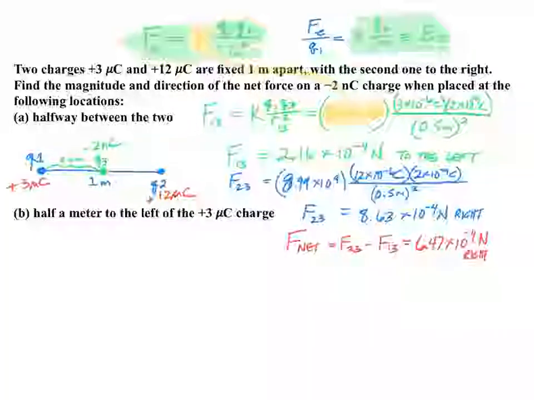Compute the force interaction between these two, compute the force interaction between the other two, and then the difference. Or in this case, the sum, because one of them was negative and one of them was positive. So we have our answer for part A.